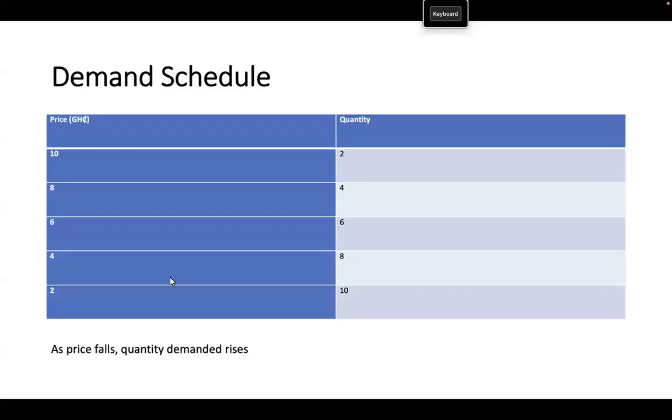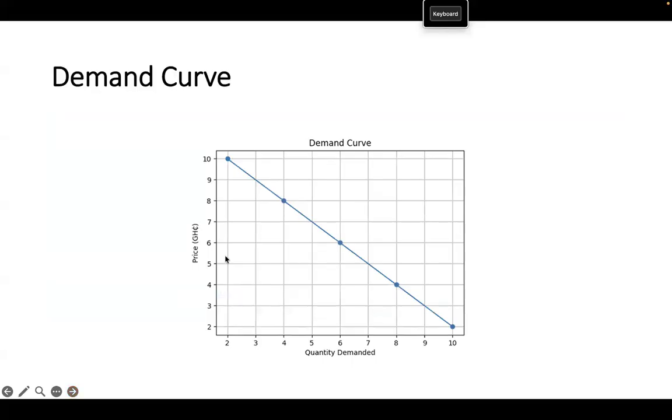Other things being equal, at the higher price, the lower the quantity demanded, and at the lower price, the higher the quantity demanded. On the demand curve, this is how the demand curve looks.